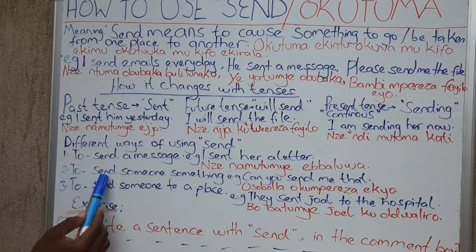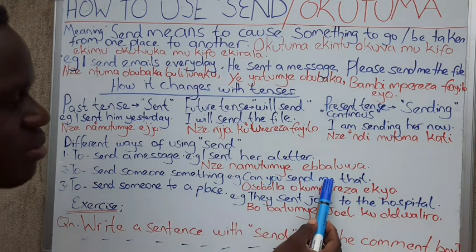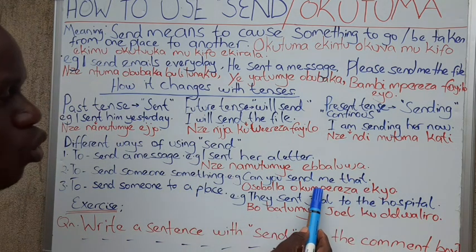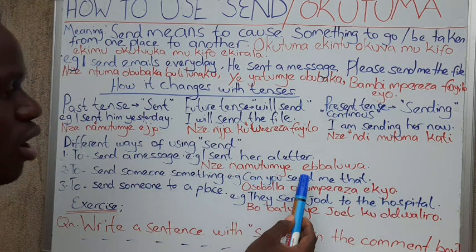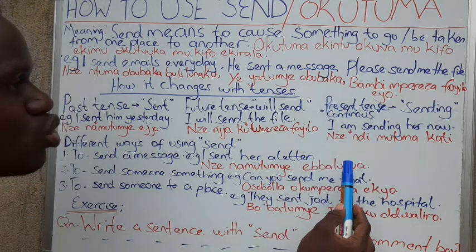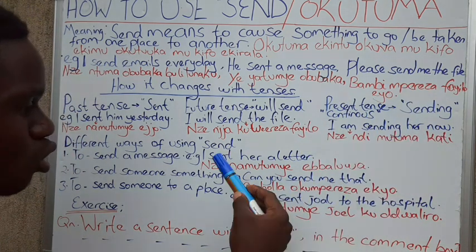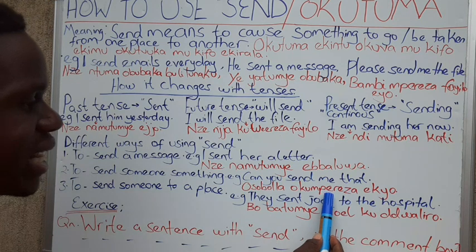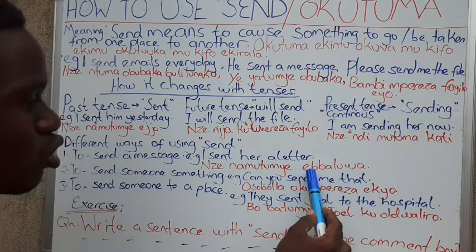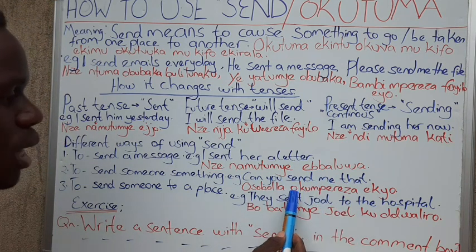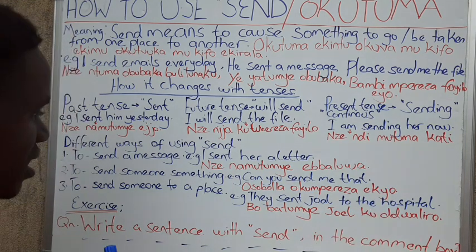Number two, to send someone something. Okutuma omuntu ekintu. For example, can you send me that? Osobola okumpeereza ekyo. Because of send me, it will change to mpeereza. Osobola okumpeereza because of you. Send me, you should take note of this. That is the second use.